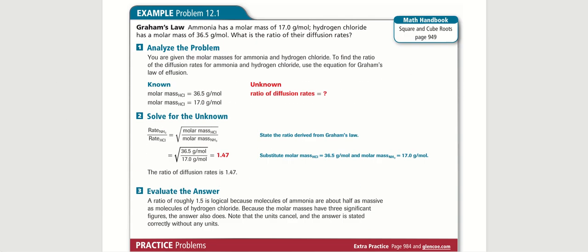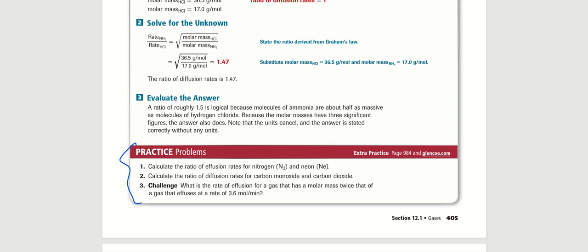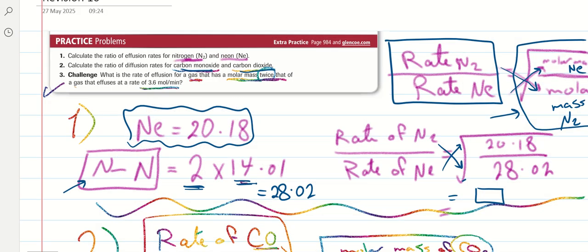You have in your book these 3 questions and the challenging question. Let's say Bismillah and answer them. This is how we answer the first one. The question says, calculate the rate of effusion of nitrogen, N2, and neon.